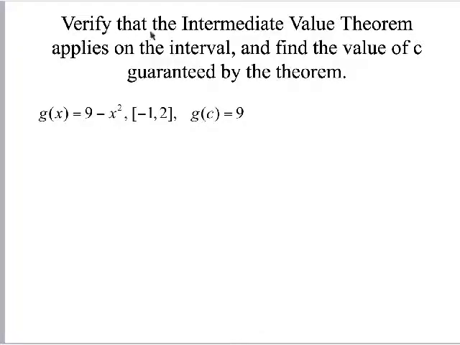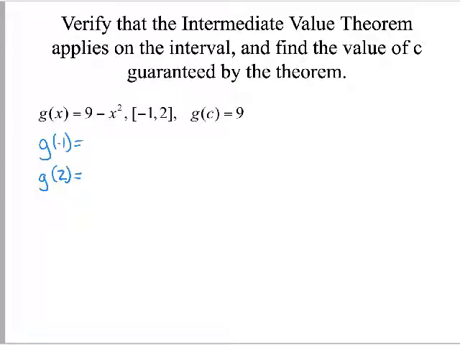So we're going to verify that the intermediate value theorem, IVT, applies on the interval, and then find the value of c guaranteed by the theorem. All right, so for the intermediate value theorem, the first thing you need to do is find the values on the interval. So my interval is -1 to 2, so I'm going to put -1 into g as well as 2. So I'm going to find g of -1, and I'm going to find g of 2. I have to find the coordinates for each of those.